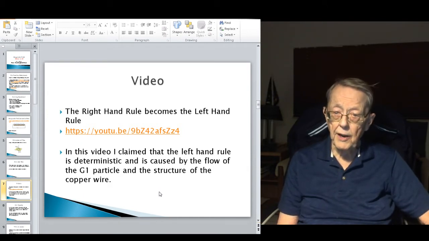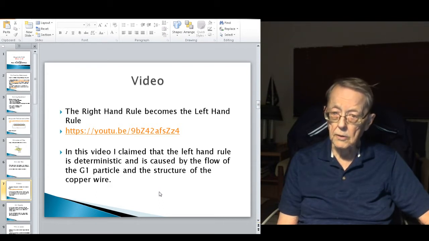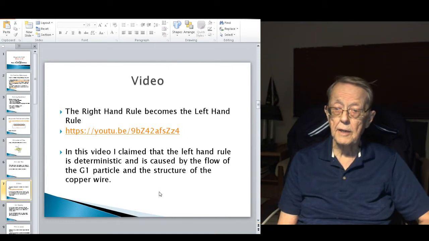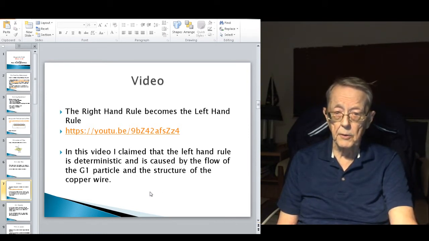The left-hand rule for a particle flow is always true. It's deterministic. Something has to cause that. If it's always true, 100% of the time, something is causing that. And that's what I tried to explain in the video, and I'm going to go into more detail here.